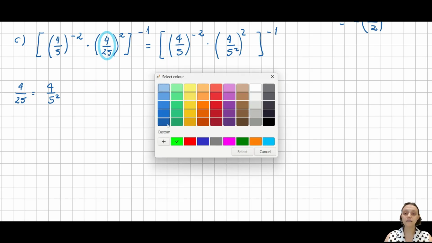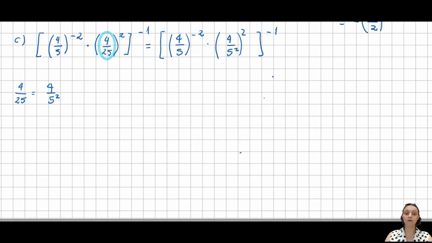So let's see here. All right. Let's continue here. So we have 4 divided by 5 to the power of minus 2, times 4 divided by 5 squared, to the power of 2. And all this to the power of minus 1. See that what we're doing here is that we're treating the expression from inside out, okay? And this is the way we always operate with this kind of exercises with powers, okay?